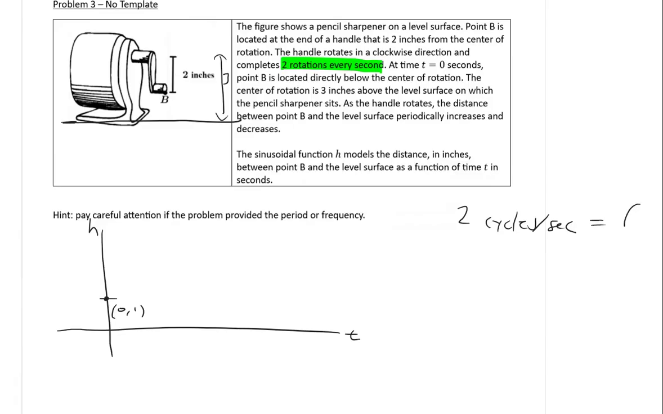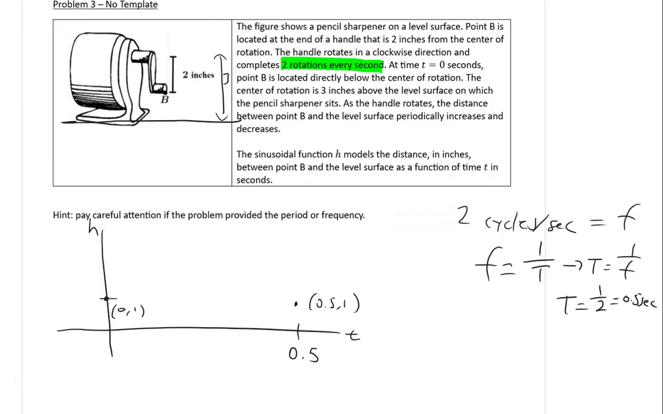Okay, this is, by the way, frequency. So frequency is 1 over period, so period is 1 over frequency. So period is 1 over 2, which is 0.5 seconds, which I just said not long ago, right? 1 cycle in half a second, if it's 2 cycles in 1 second. Okay, so this period is half. So this will be 0.5. It will be back at a height of 1. And therefore it would get to the max height right in the middle, which is 0.25.